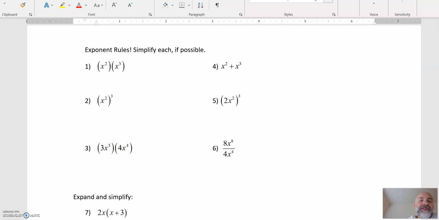DLD 3 first. So x squared times x cubed is x to the fifth because you add exponents, because there's two x's there and there's three x's there. And so there's five x's altogether.